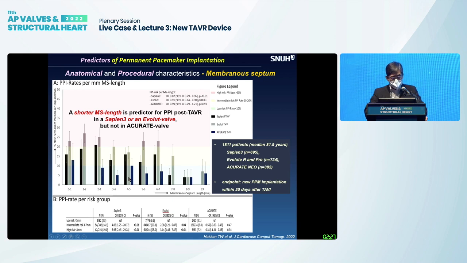As we all know, when the membranous septum is shorter, the implantation rate is very high. But an interesting finding is that the incidence of pacemaker implantation with Accurate is very low, regardless of the length of the membranous septum.